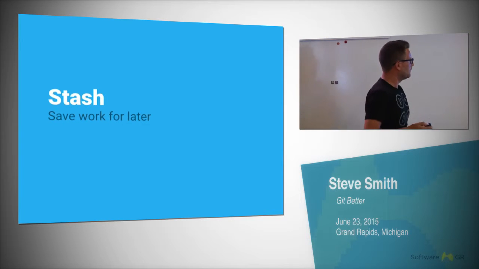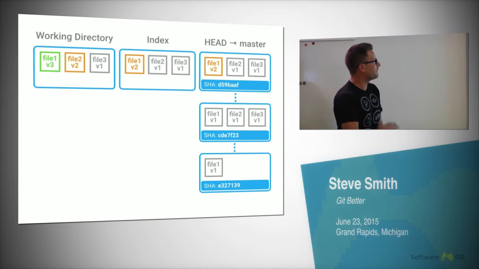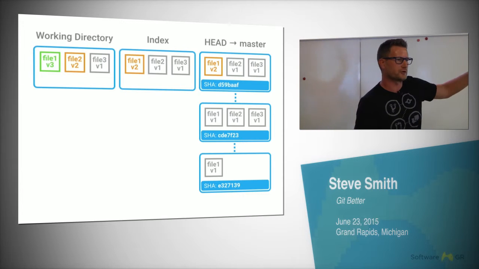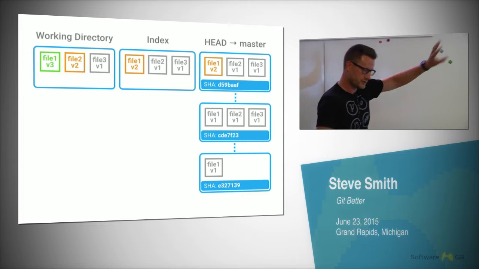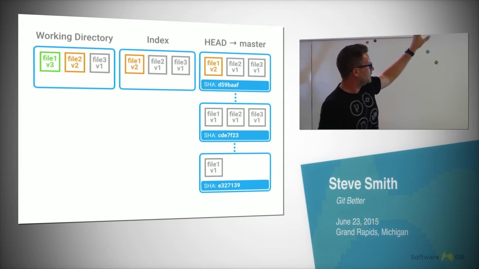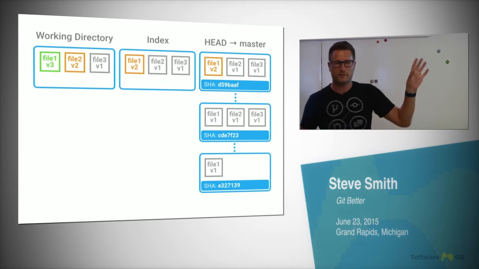So let's say I'm given this state. I have a working directory. I've modified file 1 and file 2. By the way, the colors on this are just to show you that they're different versions. They don't actually mean anything, the green or the orange. Don't worry about it. But you can see by this that I've modified in my working directory file 1 and file 2.